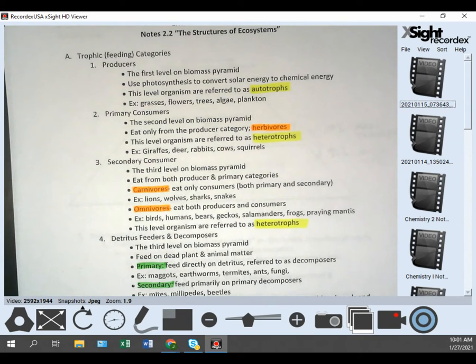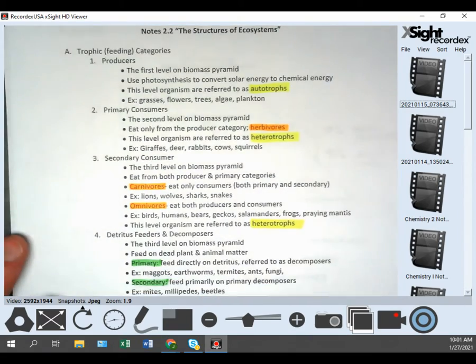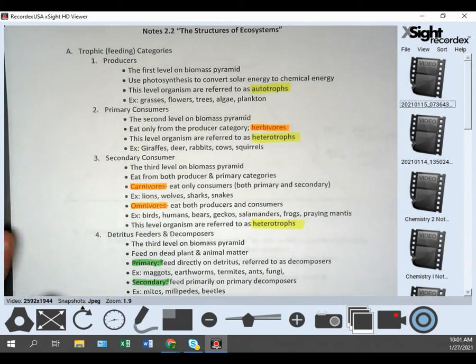So we've got carnivores, carne referring to meat eating, so meat eaters. They eat only other consumers, both primary and secondary. Carnivores would be examples: lions, wolves, sharks, snakes, things that eat other consumers.